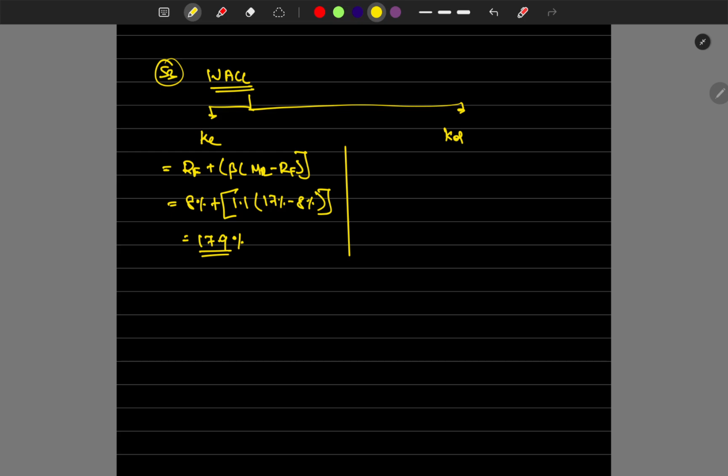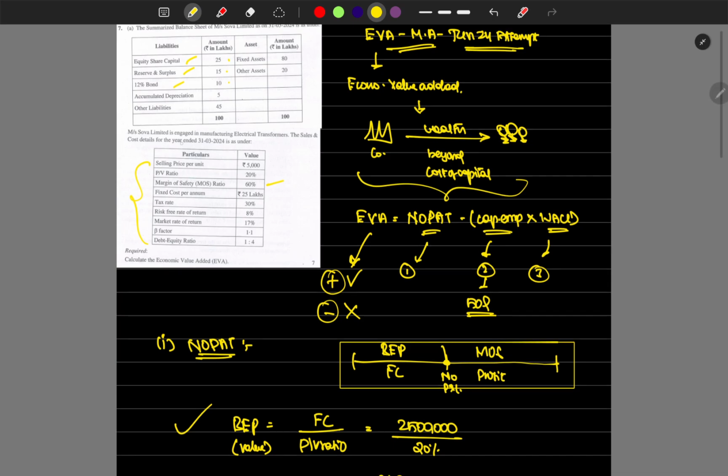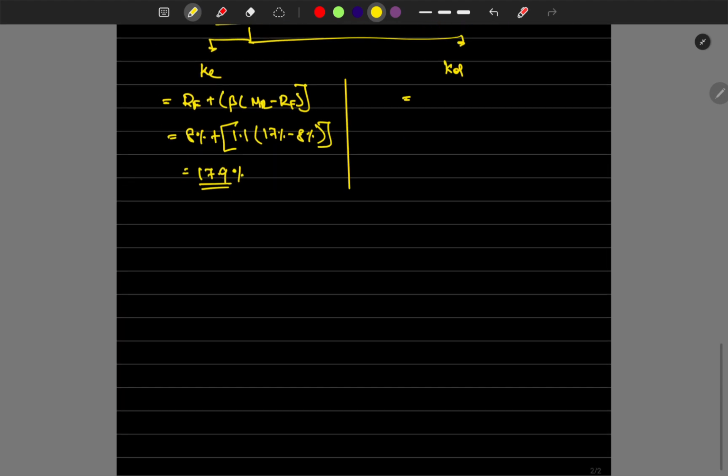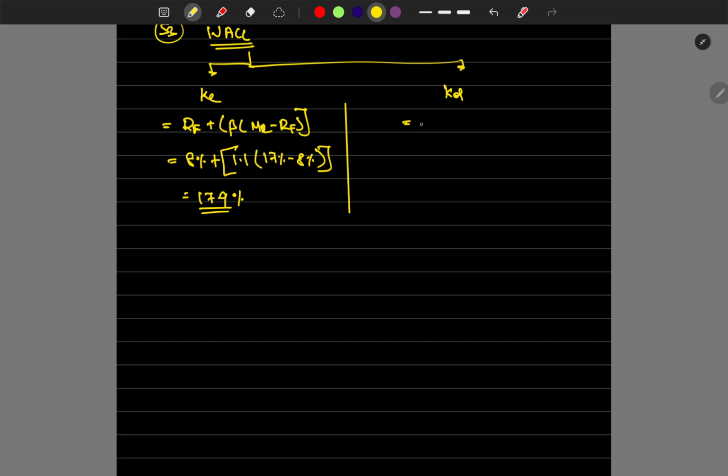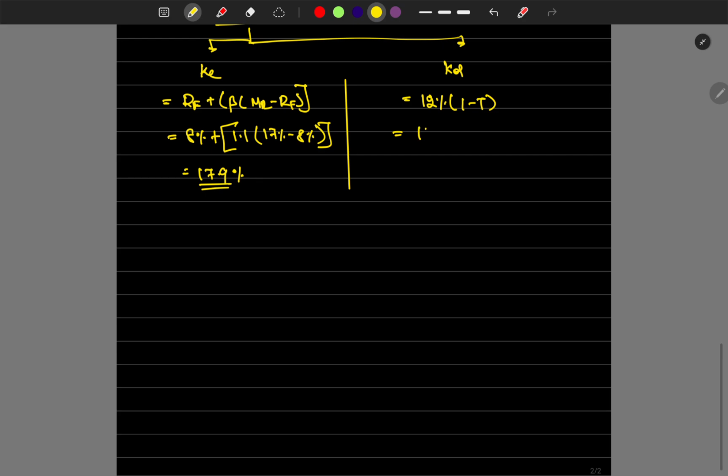Okay, so this is the cost of capital we have to pay to our shareholders. Okay, what's the cost of debt? Cost of debt is 12%. See, 12% they have given, right? 12% into 1 minus T. We have to remove the tax savings from the cost of capital. What's the tax? Tax is 30%. 12% into 1 minus 30%, which is 12 into 70%, which is 8.4%.